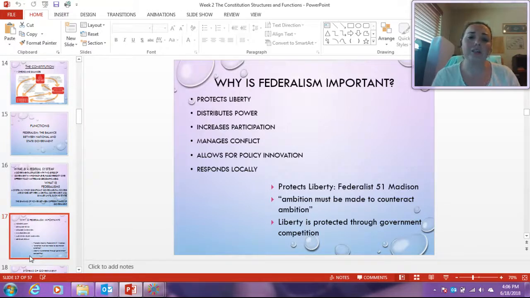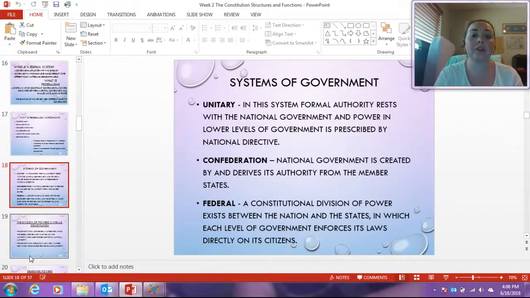And there's plenty of other examples. But in this way, federalism and states can be referred to as a laboratory of democracy because they're able to experiment in a much more narrow capacity than if the federal government did. Okay? Some other systems of government that I discussed just a second ago: unitary.